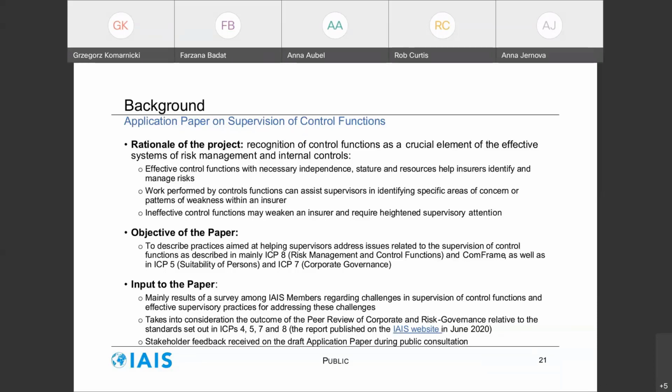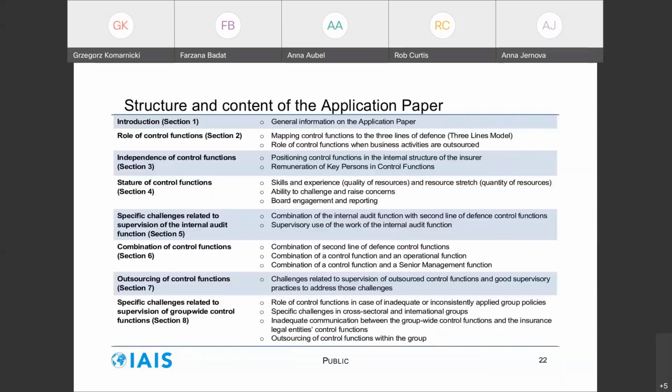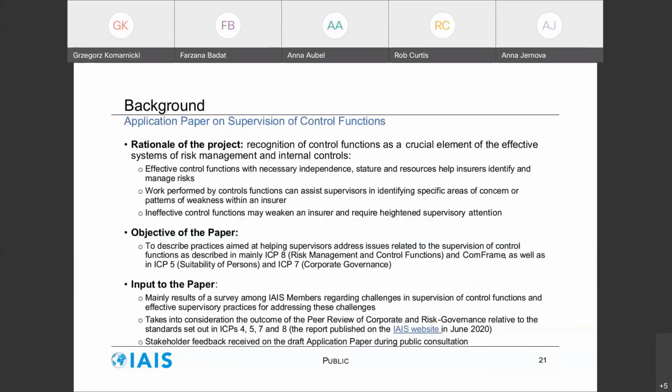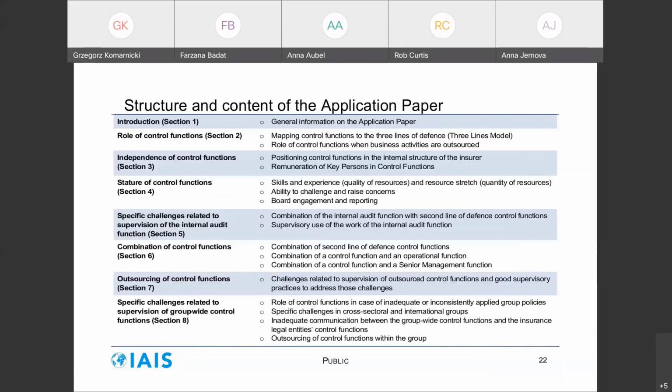Now, regarding this input, this paper is mainly based on results of a survey among IAIS members, and we also took into consideration the outcome of the peer review of corporate and risk governance from 2020, as well as feedback received from stakeholders during consultation, which was very helpful in finalizing the paper, and thank you to all of those who submitted comments. So looking at the structure and the content of the application paper, you will see that the structure in particular has not changed as compared to the consultation draft.